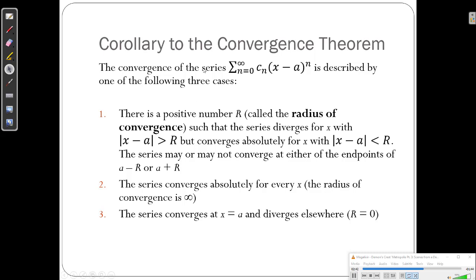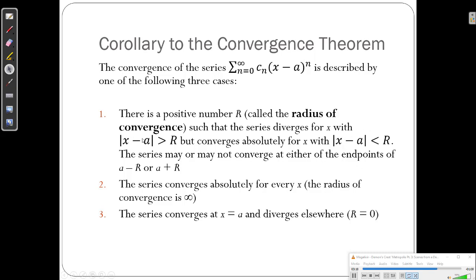So if you have a series that converges somewhere, it might just converge at a. All power series basically converge at a, because if you plug in a for x, it's just going to be 0. It's a constant thing. It converges to 0. But that's really a trivial case. There is a positive number r called the radius of convergence, such that the series diverges for x with absolute value of x minus a greater than that, but converges absolutely for any x within that radius.